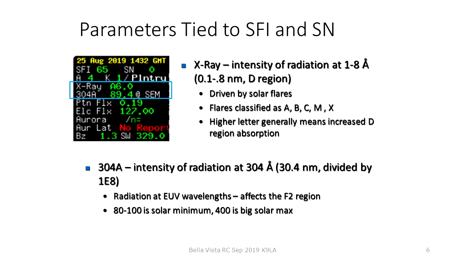Now, numbers from about 80 to 100 is solar minimum. At a big solar max, we can get up to 400. So again, in addition to solar flux and sunspot number, the 304A parameter would give us an idea where we are in a solar cycle, and also what the F2 region is doing, if it's doing anything, or hey man, 10 meters is open.